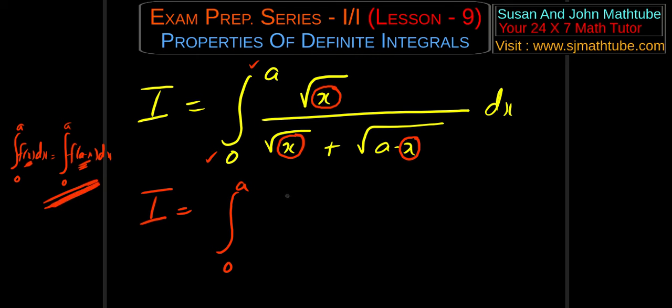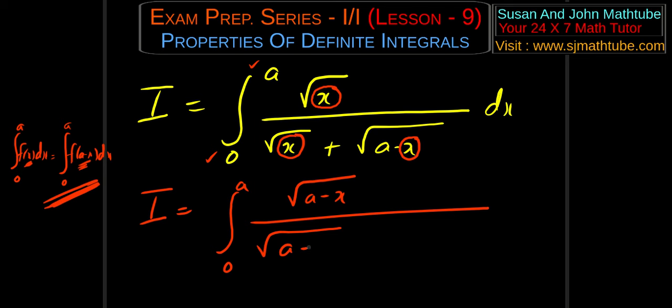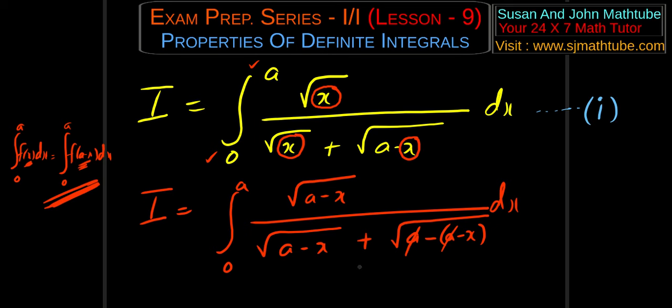And what we do is, we replace this argument with a minus x. We replace the argument with upper limit minus x. So we end up with a minus of a minus x. Be aware of the brackets. Oh, I forgot. We have to call the given integral as equation number 1.